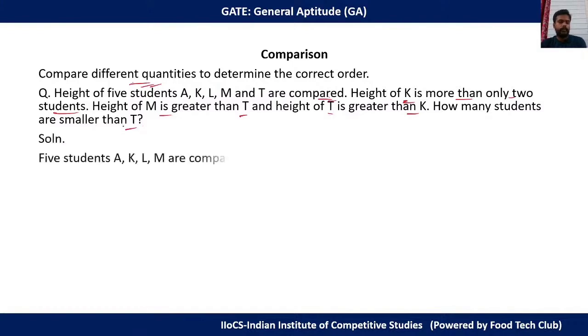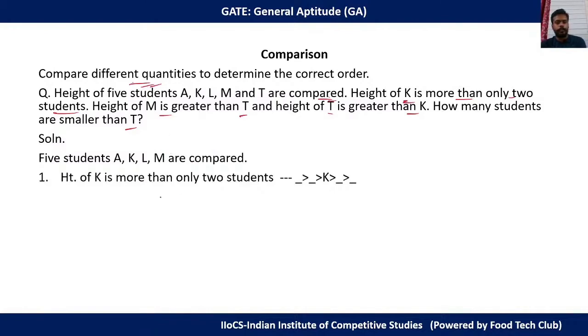Let's understand one by one. 5 students A, K, L, M are compared. In a very simplistic way we can write it like this, but of course in the exam you won't write that many lines. Just keep it in mind. Just A, K, L, M you can write. First condition given is, height of K is more than 2 students. So how can we write it? 5 people are there, right? A, K, L, M are compared, and I have missed one. So T is also there.